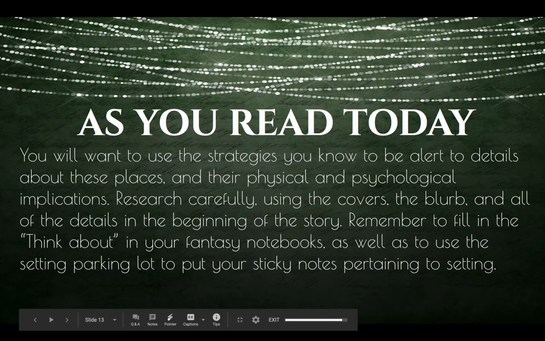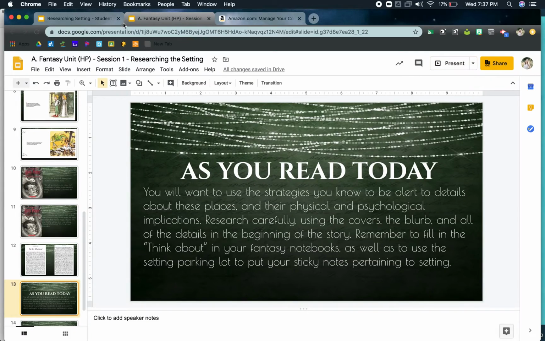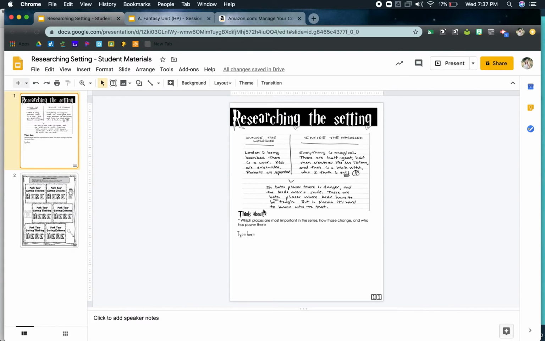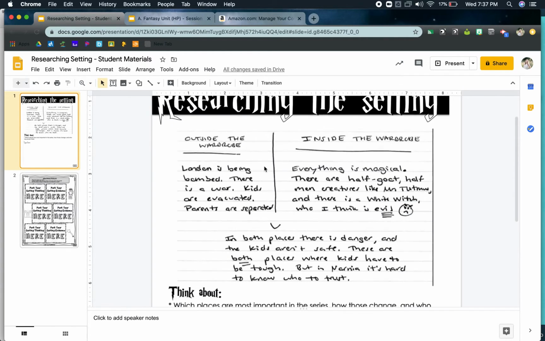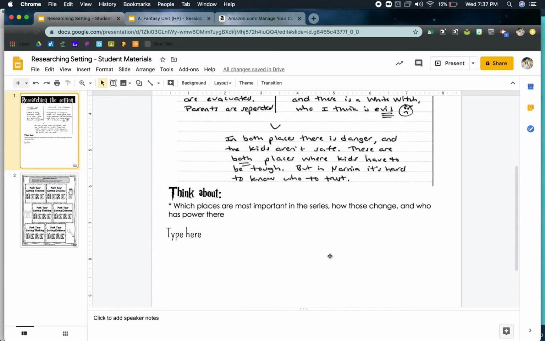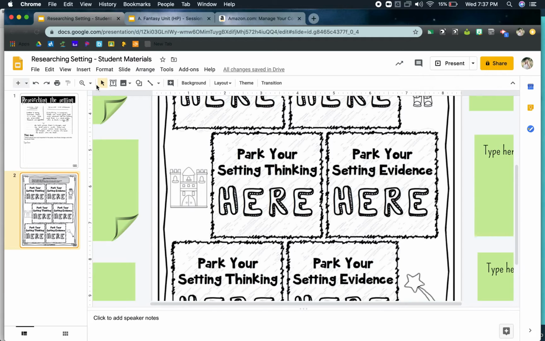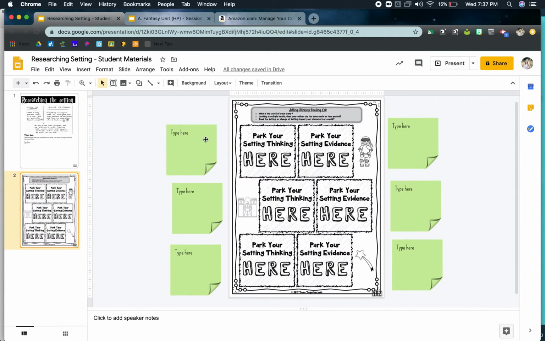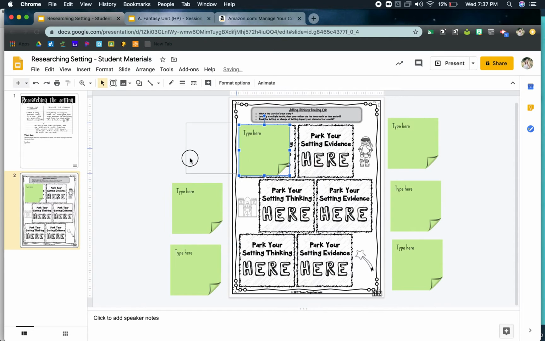I attached the documents you need for today, as well as to use the setting parking lot jot. So you guys will be receiving this attached to your assignment for today, and you can see an example of researching the setting up here. And then I want you to think about which places are most important in the book you're reading, and how do those change and who has power there. And then as you continue to read, you're going to do these jots. So any thinking about setting, you would click here, you would type it in, and then you're just going to move it right over here.